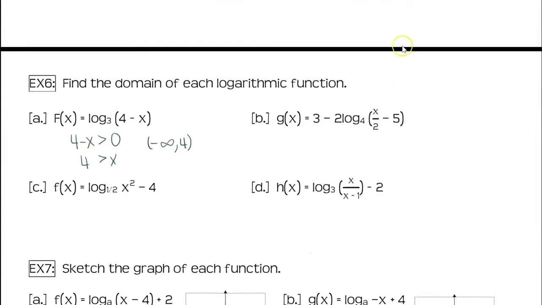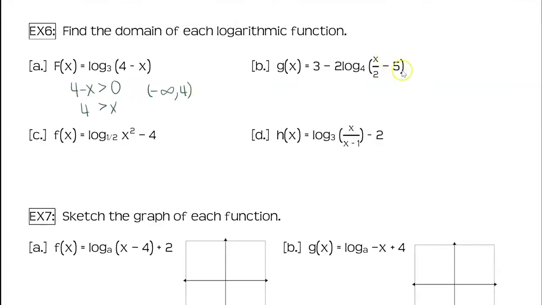Okay, for b, whatever's in the parentheses, whatever you're taking the log of, has to be positive. Add 5 and multiply by 2. X has to be greater than 10, so this would go from 10 to infinity.